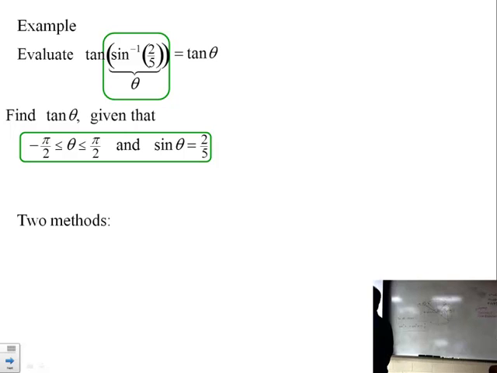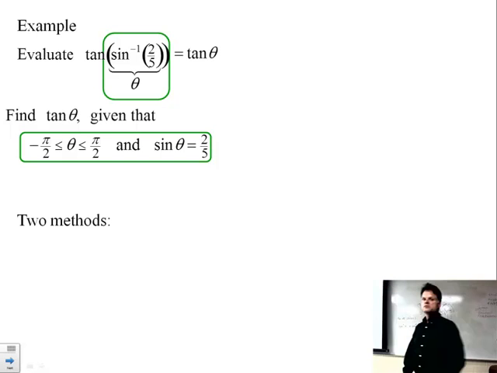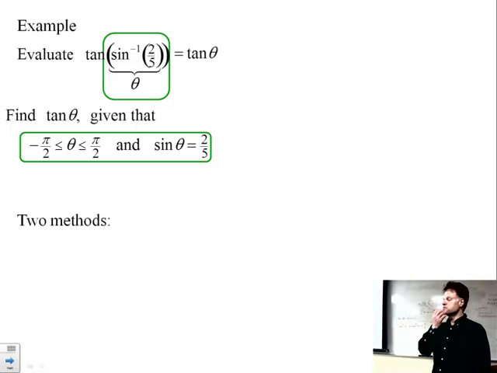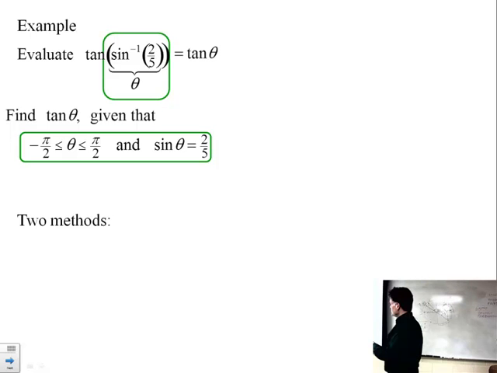So, let's evaluate tangent of the sine inverse of 2/5. 2/5 is between -1 and 1, so it has a sine inverse. Here's how to do this. Think of it this way. Call this inside thing, it's an angle, right? These inverse trig functions return angles. So let's call this thing theta. What we're trying to find is tangent of theta.